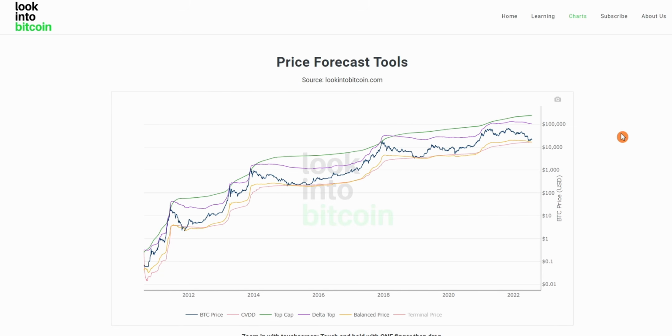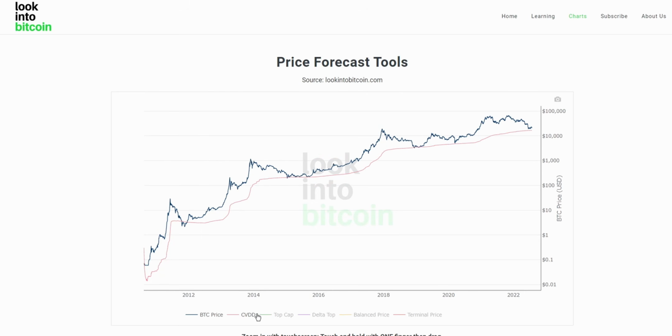So what is the price forecasts tool chart? Well, as you can probably tell, it is trying to forecast the Bitcoin price by calling its tops and bottoms far in advance. And I think the best way to really go over this chart is to just take off each line and go over them one by one, as the actual logic and calculations behind how we get these lines is actually fairly complex.